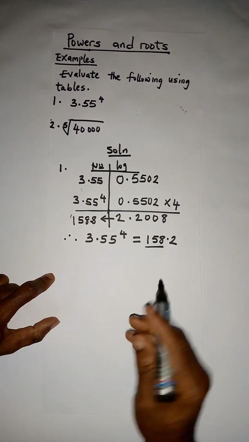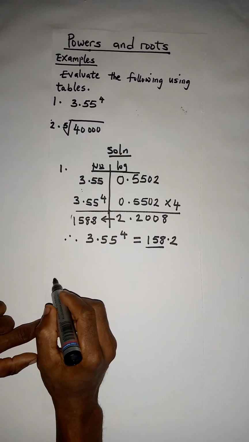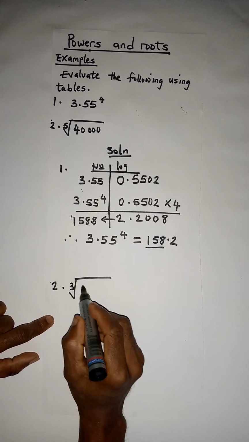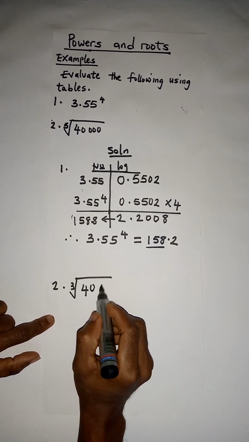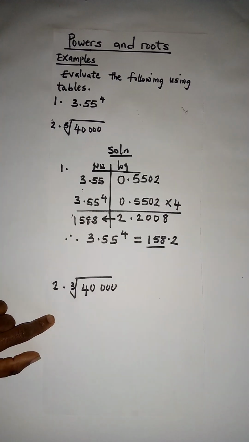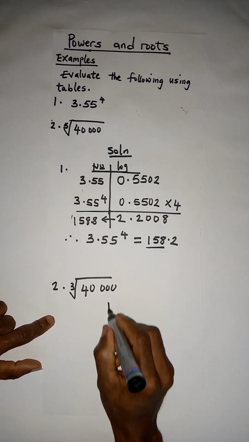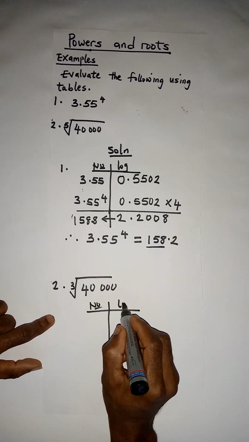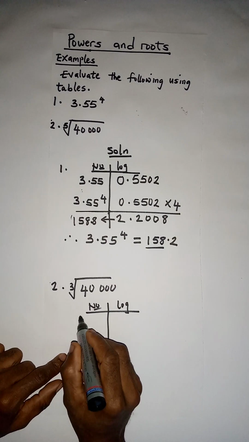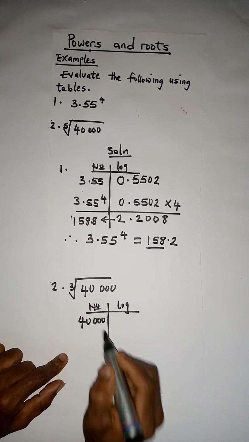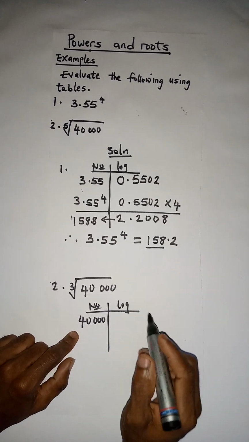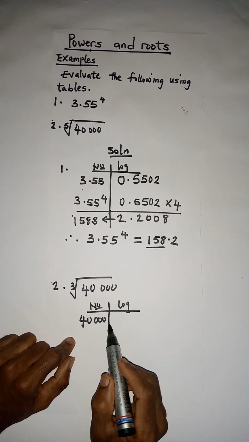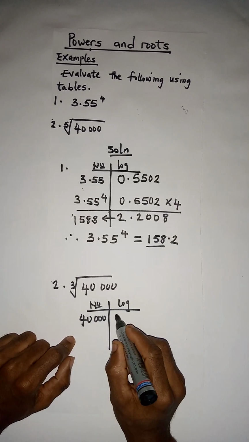All right, so let's quickly check the second question. The second question says the cube root of 40000. Again, we have our table, we have our number, and we have the log. The number here is 40,000. Now, how many digits do we have? There is no decimal, so how many digits? 1, 2, 3, 4, 5. 5 minus 1, we're having 4.